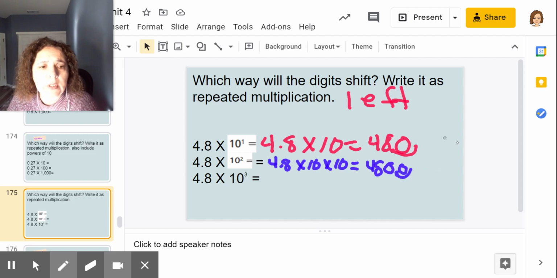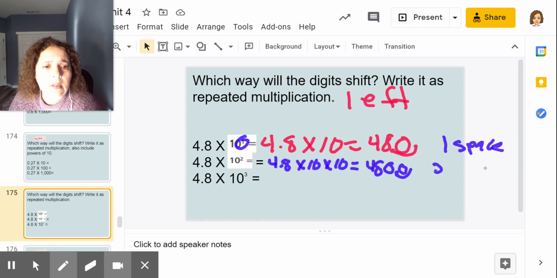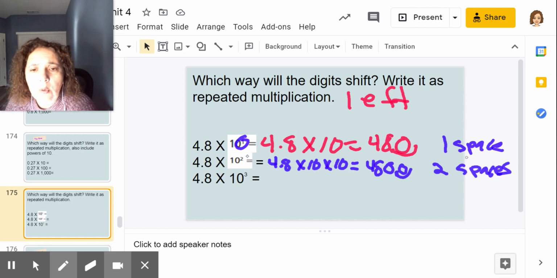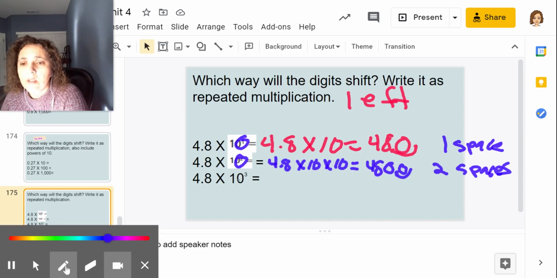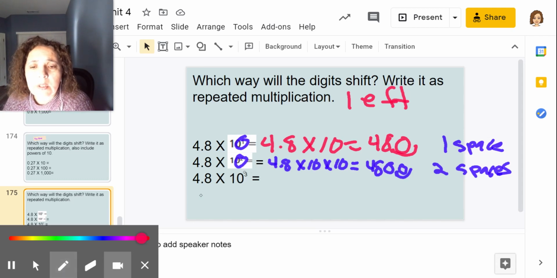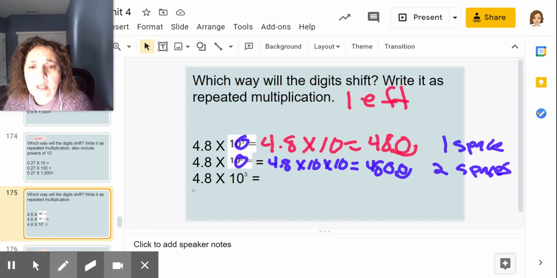So this one shifted over one space, this one shifted over two spaces. This one went one space over because I have to the power of 1. This one did two spaces because it's to the power of 2, right? So can you guess how many spaces this one's going to do? You said 3, you're right, because we have the power of 3. So this one's going to be the same thing as 4.8 times 10 times 10, and I have 3 of them, so I had to do one more. Times 10.